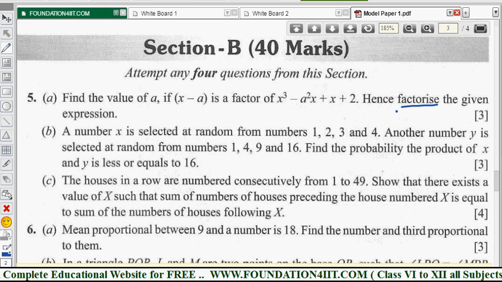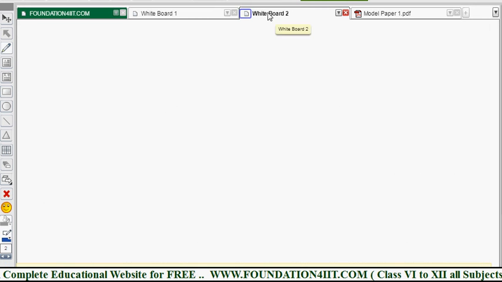So we factorized the given expression after finding the value of a. Now see part b. A number x is selected at random from the numbers 1, 2, 3, 4. Another number y is selected at random from the numbers 1, 4, 9, 16. Find the probability that the product of x and y is less than or equal to 16. From this we can make the sample space first. Your experiment is two numbers selected at random, one from 1, 2, 3, 4 and the other from 1, 4, 9, 16.